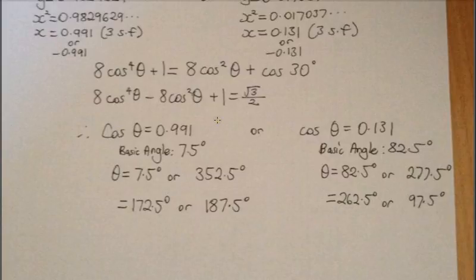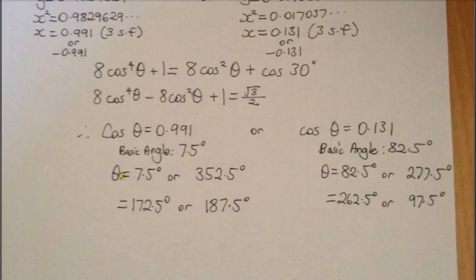So cosine theta equals 0.991 or 0.131. So from these two answers, we can get the basic angle, which is 7.5 degrees and 82.5 degrees respectively. So remember that we are actually taking the positive and the negative answer. Therefore, we'll have to consider all four quadrants in both cases.